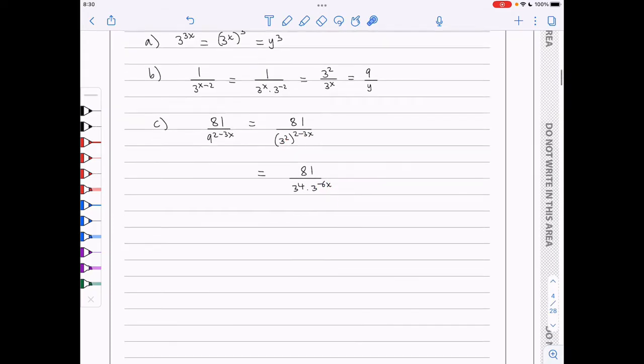So this is 81 over 3 to the power of 4, which is 81, and 3 to the minus 6x is just 3 to the 6x. So this is 3 to the 6x, which can be thought of as 3 to the x to the power of 6. So this is just y to the power of 6.